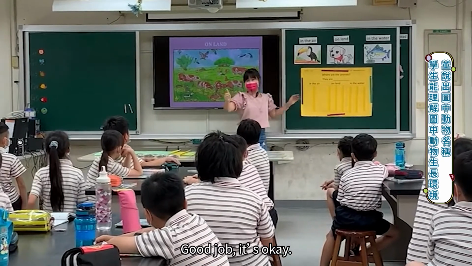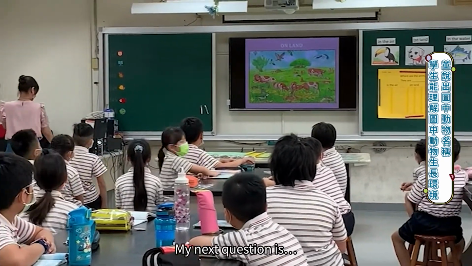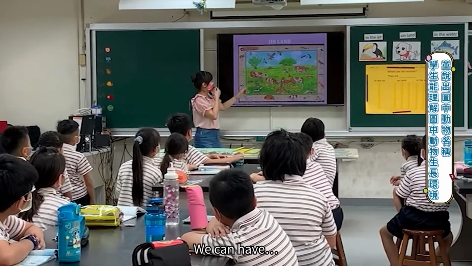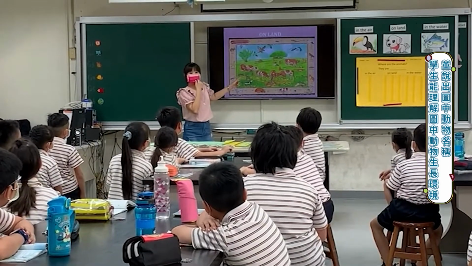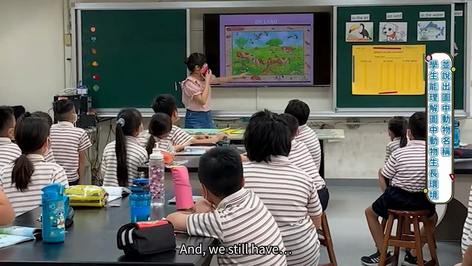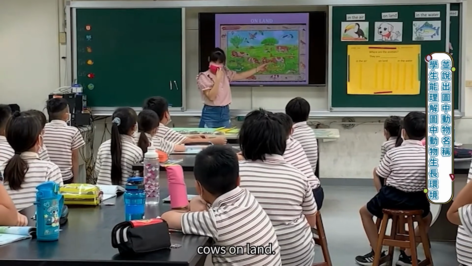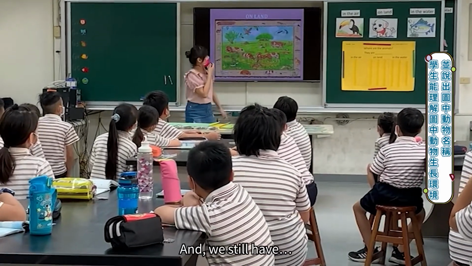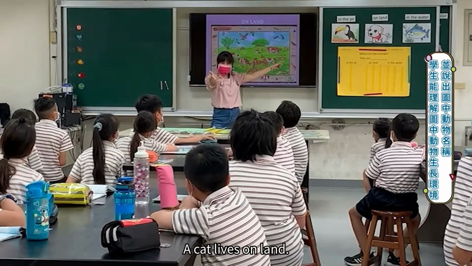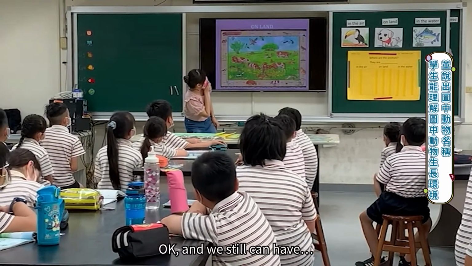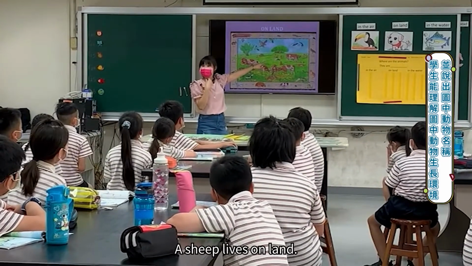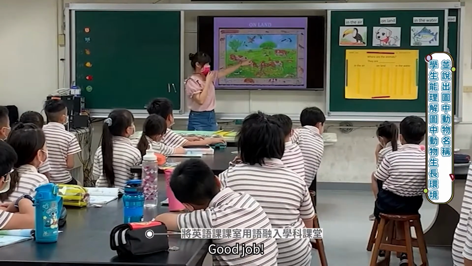Good job. My next question is, let's take a look. What are the animals on land? Everybody, what is this? Rabbit. A rabbit lives on land. And we still have cows on land. And what is this? A cat lives on land. And what is this? A sheep lives on land. Good job.